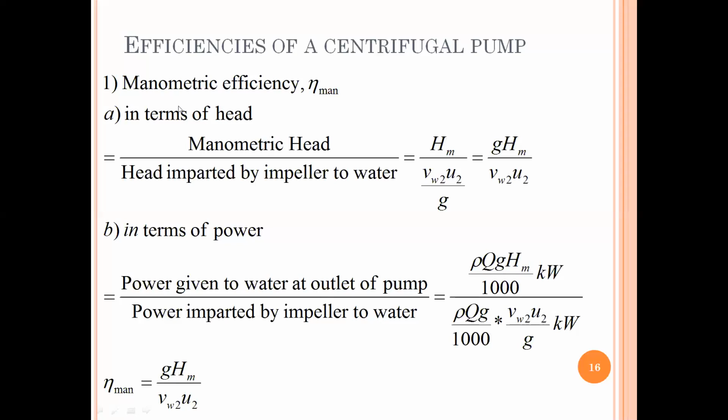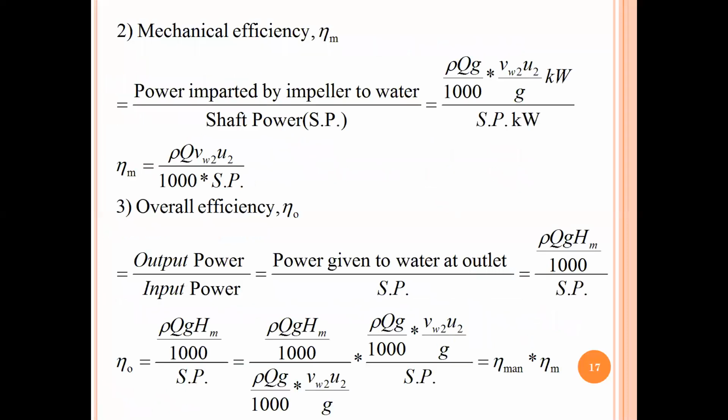Now in terms of head, again, the input is head imparted by impeller to water, and the output is manometric head. So manometric head I'm substituting as it is. Head imparted I'm writing in terms of velocity of whirl and tangential velocity by G. So I get the same expression. So this is my manometric efficiency. It is comparing both my water power. The position of your water power is different: one is at the impeller, the other is at the outlet. Next is your mechanical efficiency. Whenever mechanical efficiency comes into picture, there is shaft power.